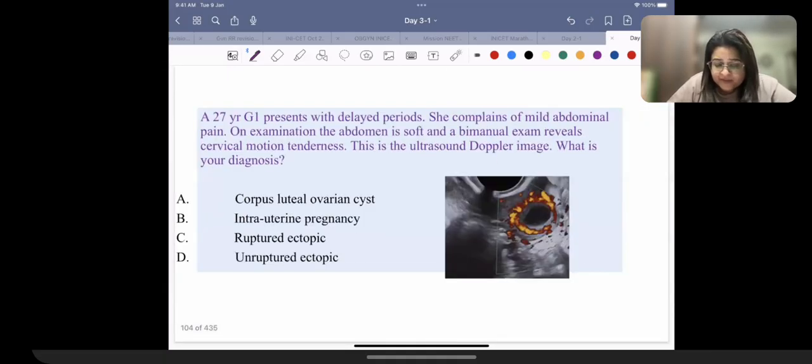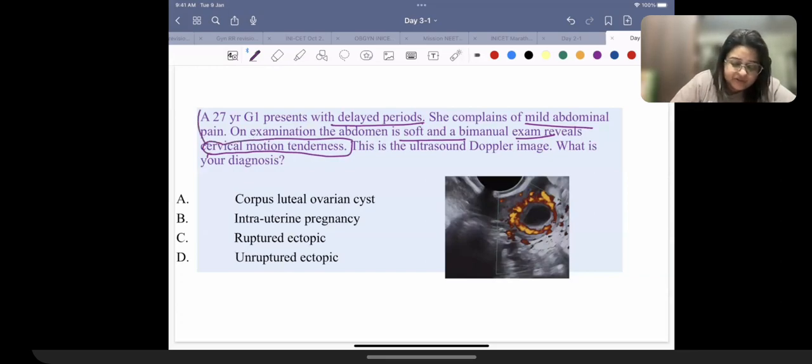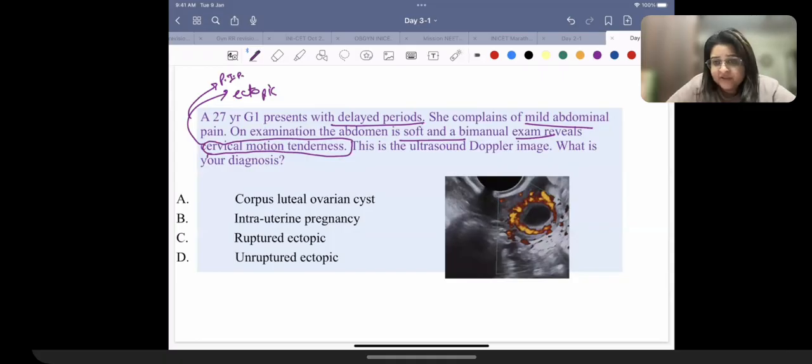Correct. A 27-year-old G1 with delayed periods complains of mild pain. On examination, the abdomen is soft. Examination reveals cervical motion tenderness. So this is another feature of ectopic pregnancy. I didn't mention this earlier. Cervical motion tenderness means when you do a PV and you move the cervix, the patient has pain. This is a sign of ectopic. It is also seen in one more condition, pelvic inflammatory disease. Cervical motion tenderness is seen in PID and in ectopic pregnancy.